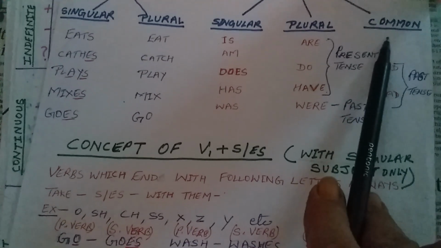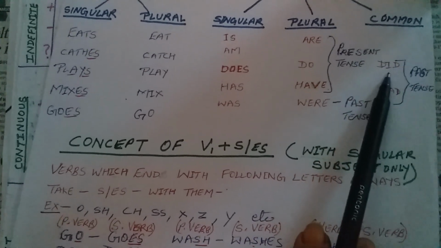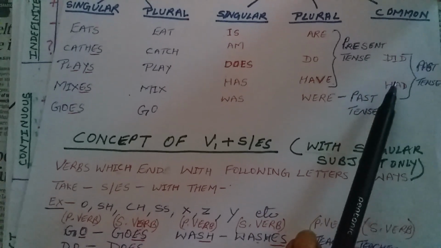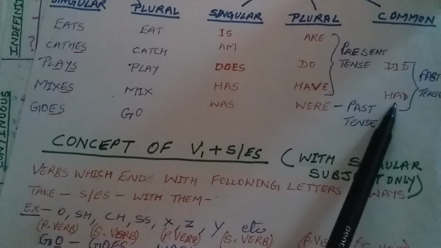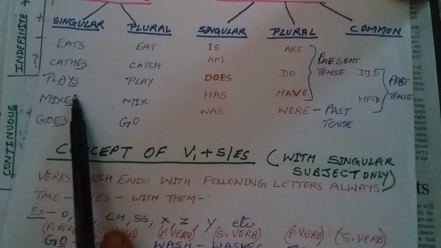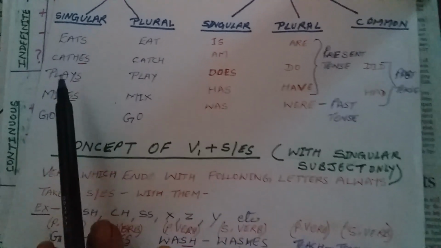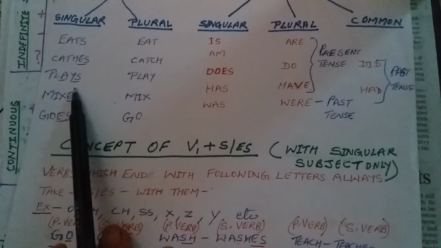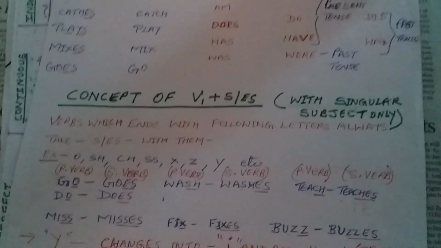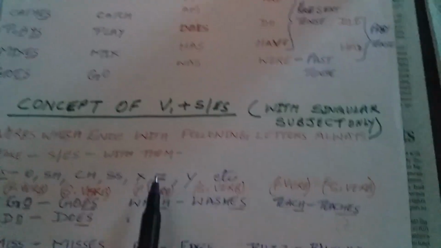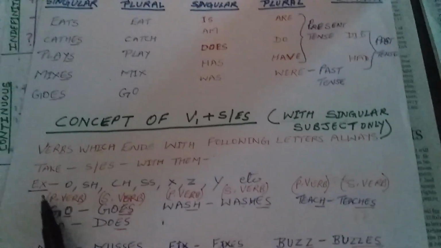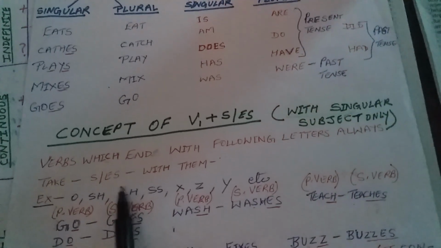Now here the next one is common verb. Why are they called common? Because they can be used with any subject, whether it is singular or plural, and both are of past time period. One is did and one is had. Now you might be thinking how to make out which verbs will take s or es when we are using them with the singular subject. Now let's look at the next part, the concept of verb with s or es when we are using it with singular subject.